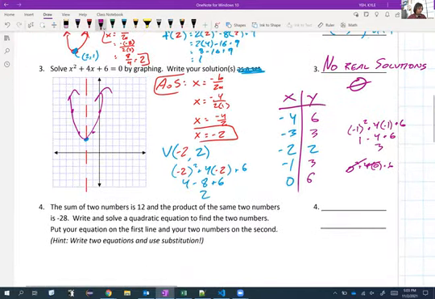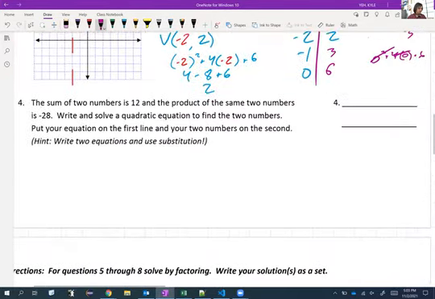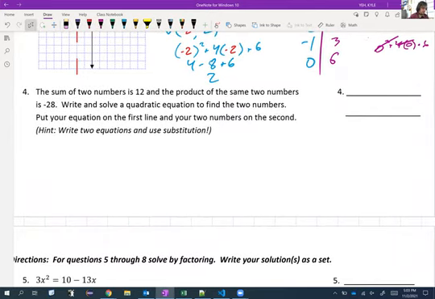What about number 4? Number 4 says the sum of two numbers is 12, and the product of the same two numbers is negative 28. Write and solve a quadratic equation to find the two numbers. Put your equation on the first line, your two numbers on the second. Gave you a hint, write two equations and use substitution.